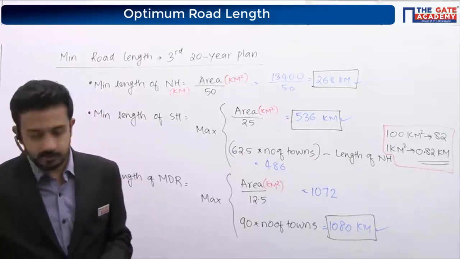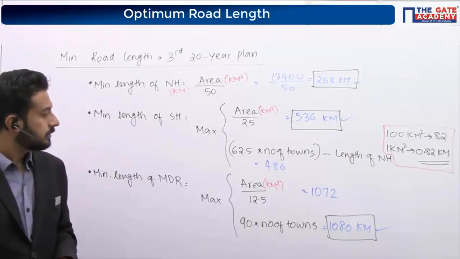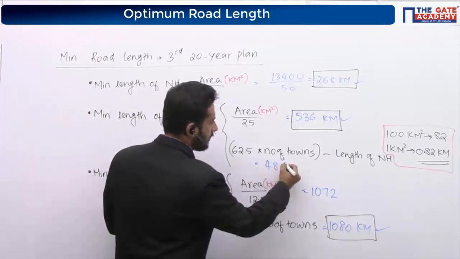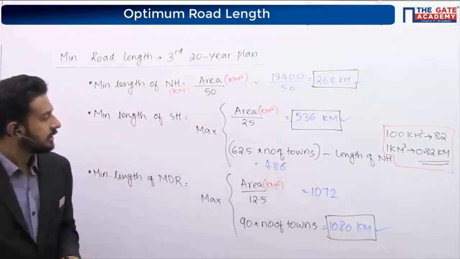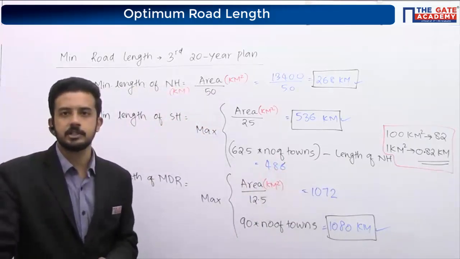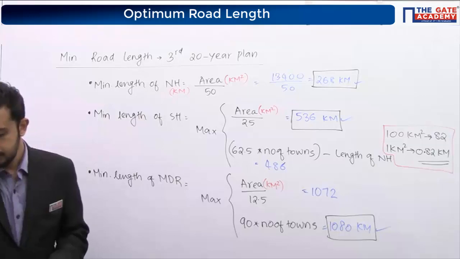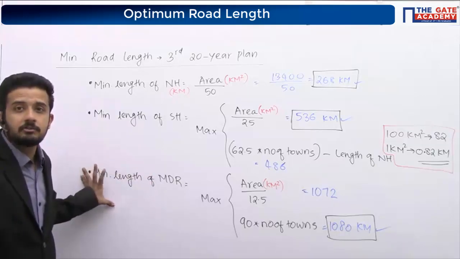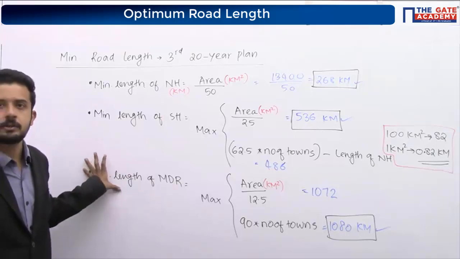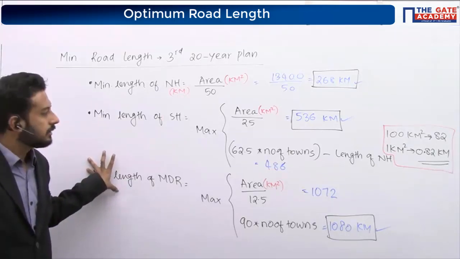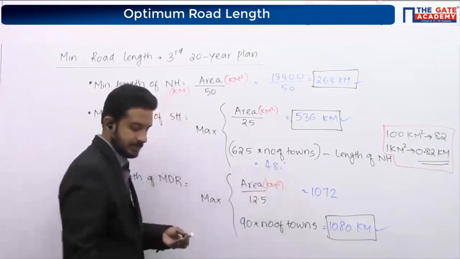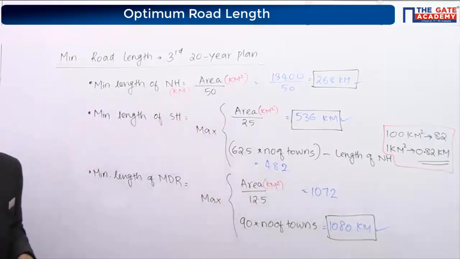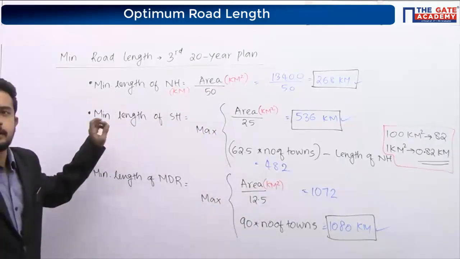482, not 486. Which one? 486 only I have written. Is it? It's not visible, I guess. 268, 536 and 1080. Okay, 1080. So these three values we got from 482. Sorry, which one? This one. Okay, whatever it is. However it is less, no? It is 482. Okay, whatever it is. Let it be. Now, 536 is the maximum.